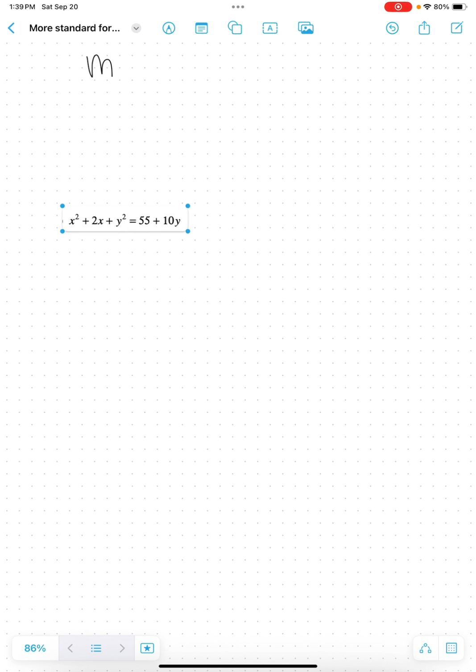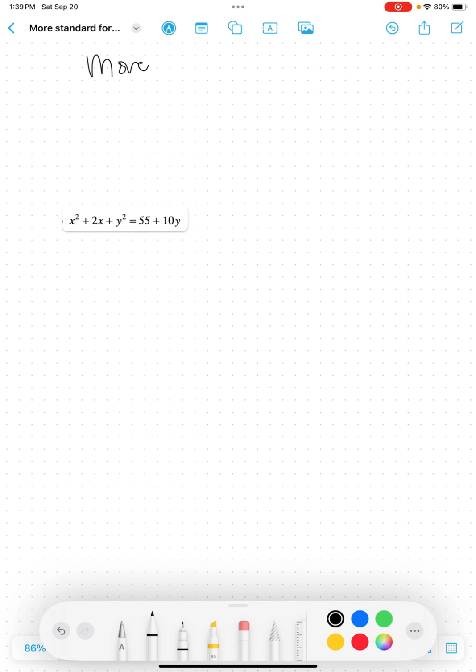All right. So for this lesson, we're just going to do more of what we did before, but it will be more complicated. So we're going to do more standard form circle equations. And this time, you're going to have to complete the square twice. So instead of just completing the square for x or y, you're going to complete the square both times. So more standard form circle equations.